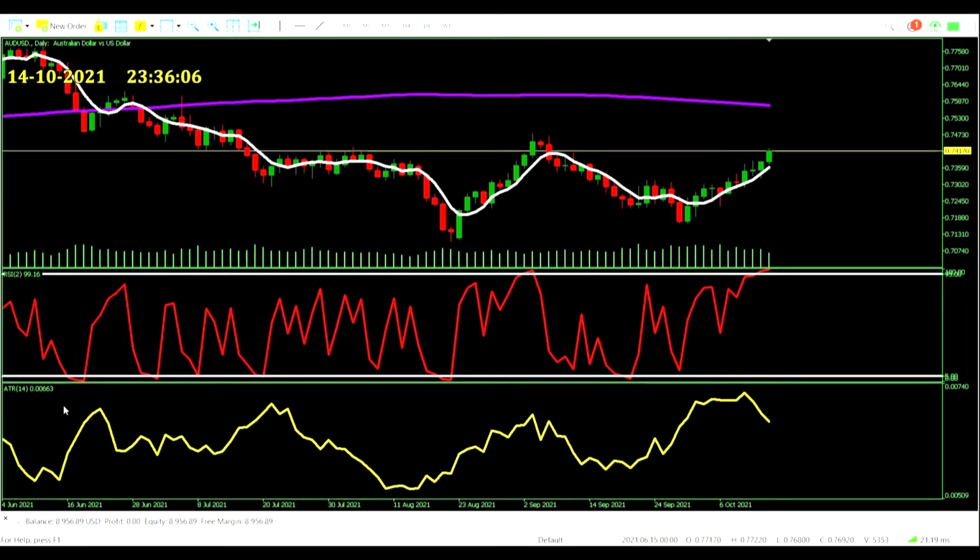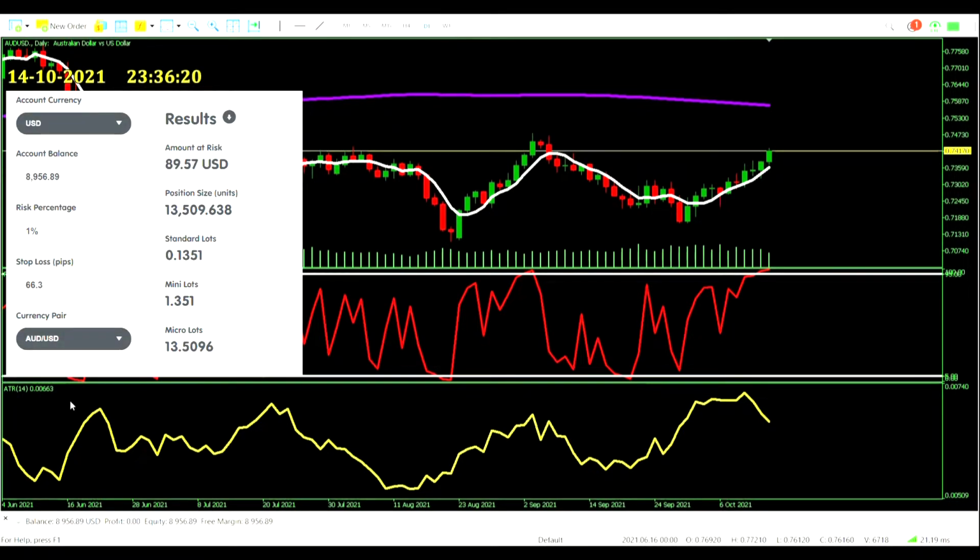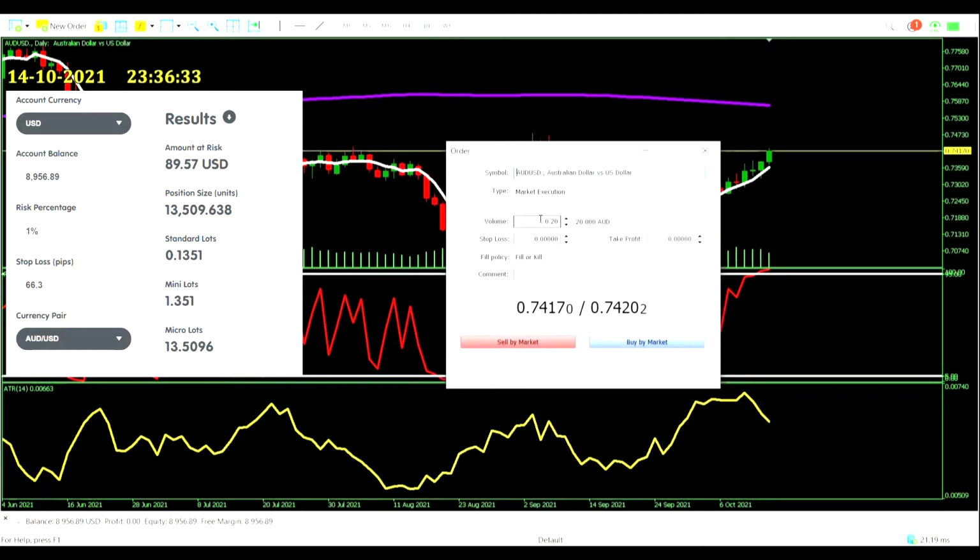The ATR showing 66.3 pips as a reading. And remember, we are risking 1% of our capital per 1 times ATR value. So you can see on screen how our risk is calculated for the trade. And our risk is measured out at 0.1351 standard lots. That means we are going to round that up to 0.14. And we have ourselves a sell trade.